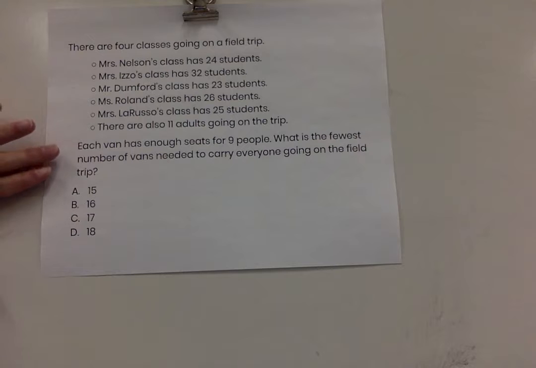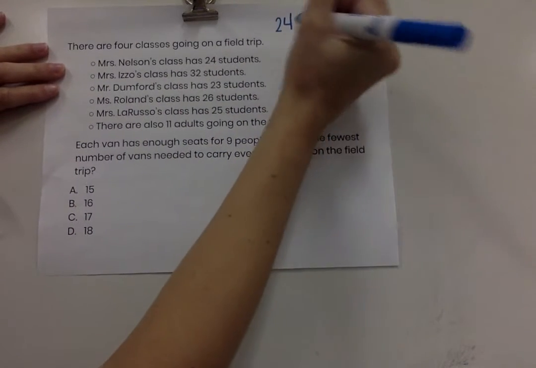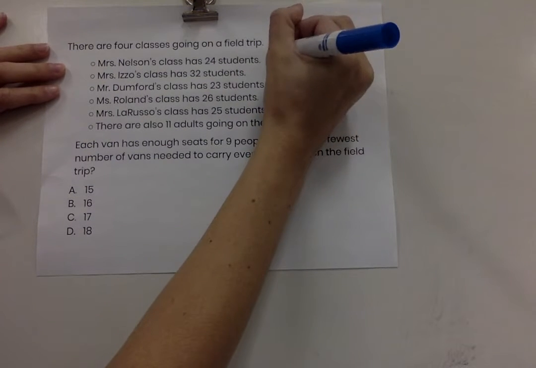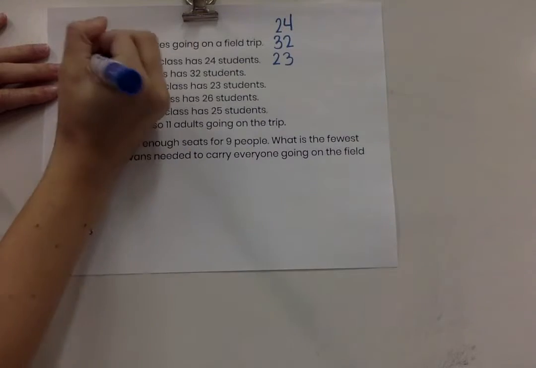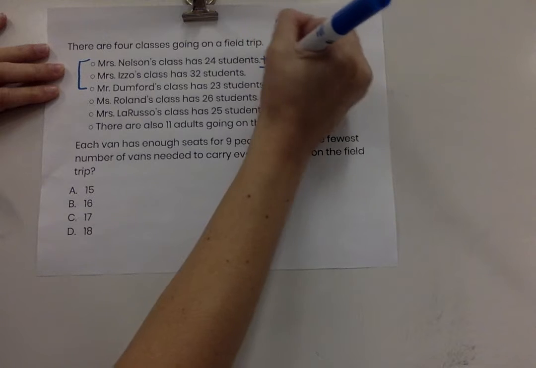Each van has enough seats for 9 people. What is the fewest number of vans needed to carry everyone going on the field trip? Well, first, we need to figure out how many people are going on the field trip. So I am going to add Miss Nelson's students plus Mrs. Izzo's students plus Mr. Dunford's students. I'm just going to chunk these 3 together and add these together first.